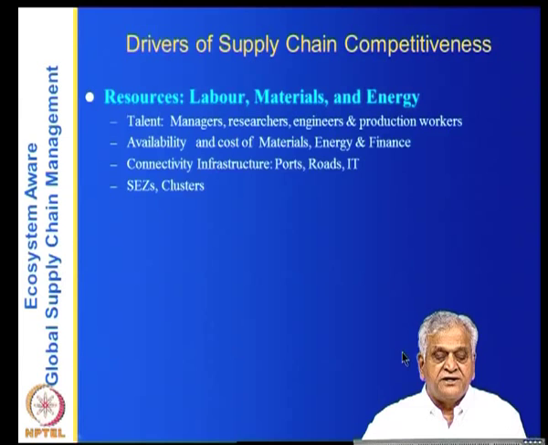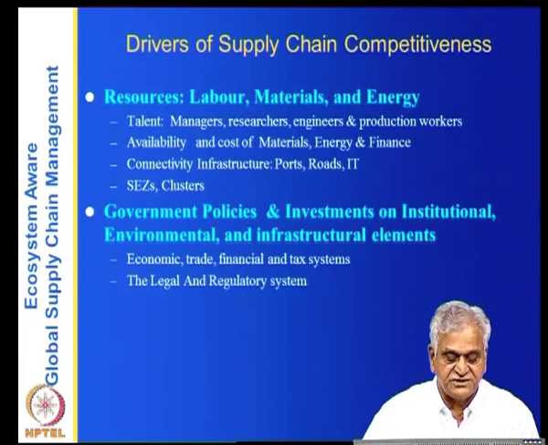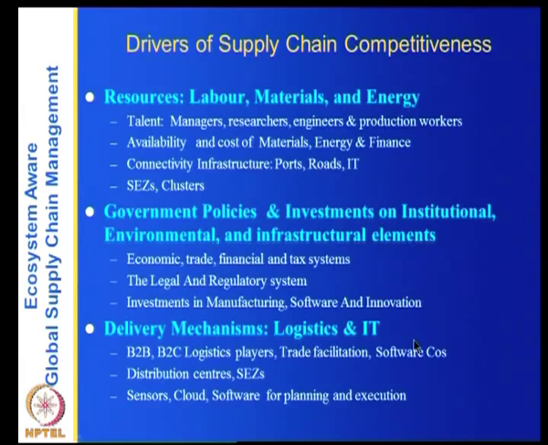So the resources: labor, material and energy; and the government policies: investments, institutional, environmental and infrastructure elements, which is economics, trade and tax systems, the legal and regulatory systems, investment in manufacturing and so on; and the delivery mechanisms. So we have basically all the factors that affect the supply chain competitiveness, of course, apart from the supply chain itself. There are lots of reports without mentioning these three top items. All these things are listed as 10 to 15 or whatever. And I have added my own here. And there are lots of reports from consulting companies.